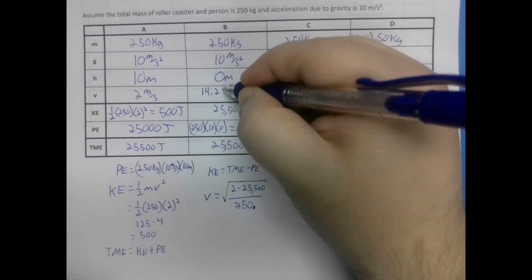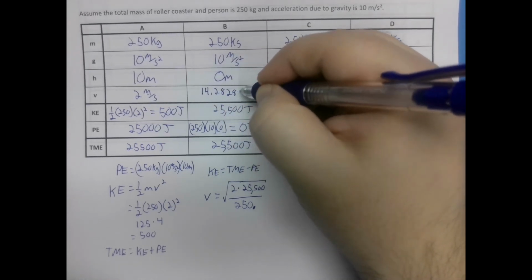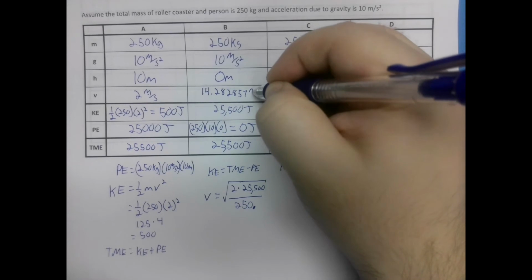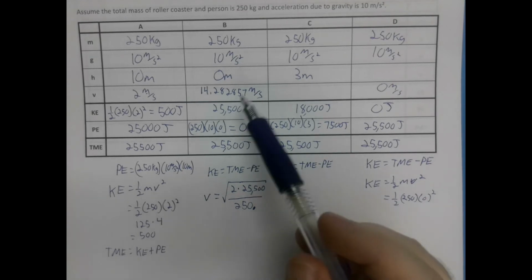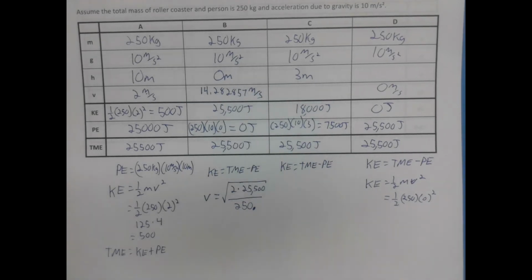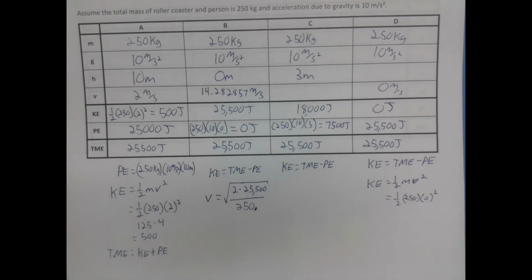So 14.282857, and this is velocity, so it's meters per second. So did everyone get this? If you aren't getting it, I'll come help. You need to know how to type this into the calculator.